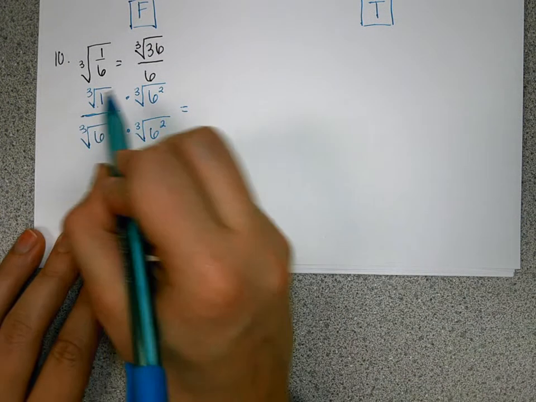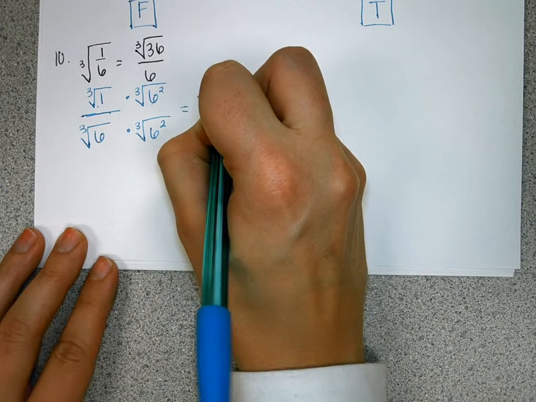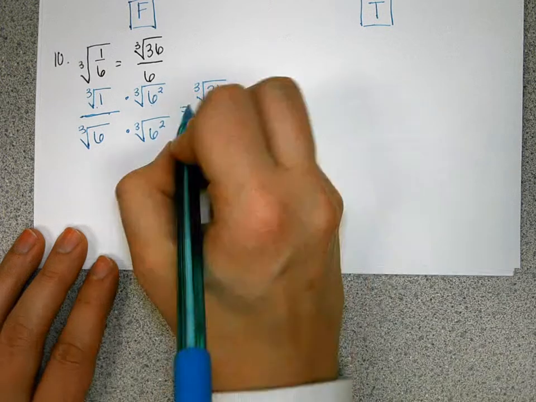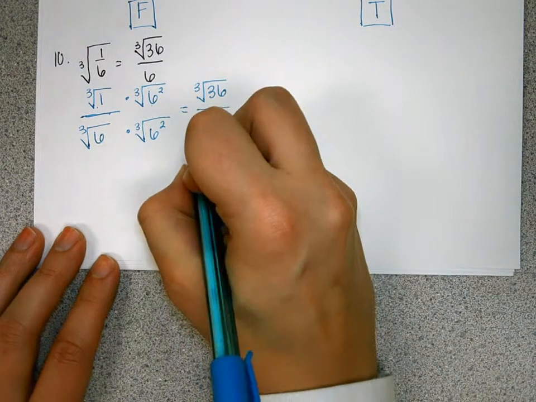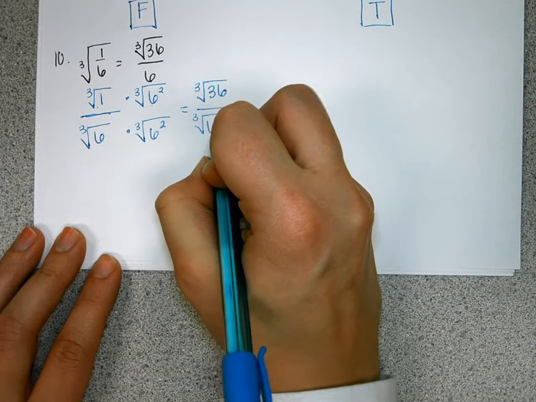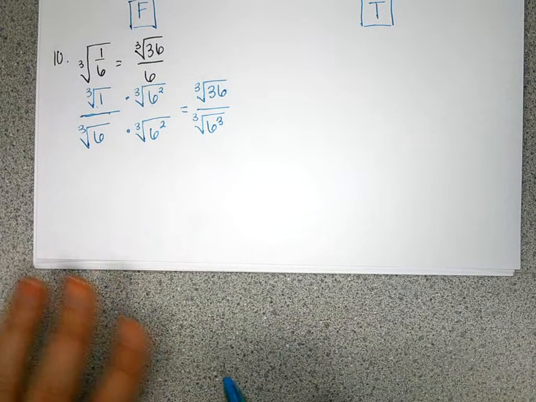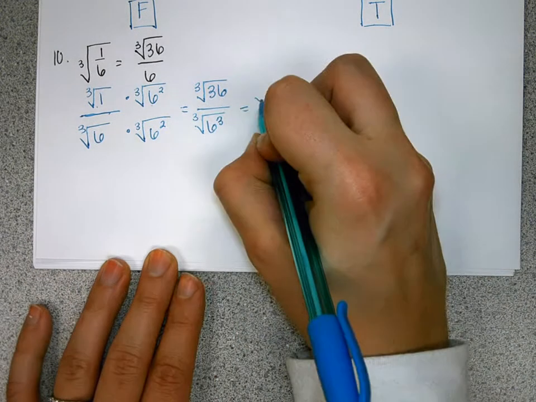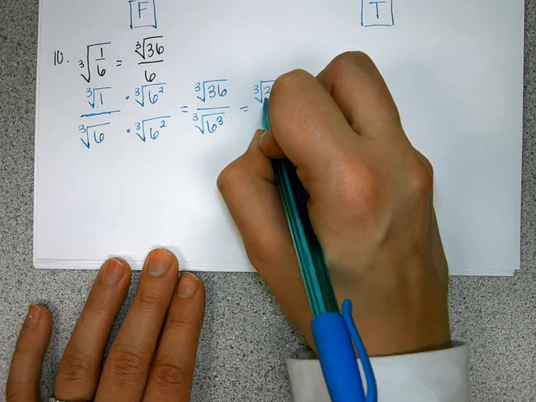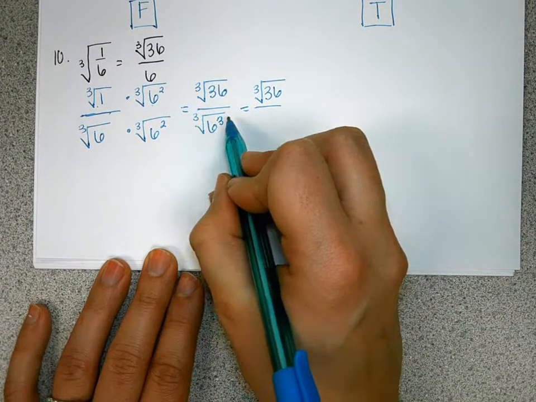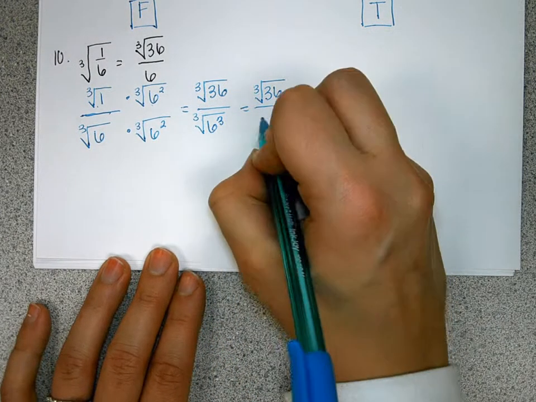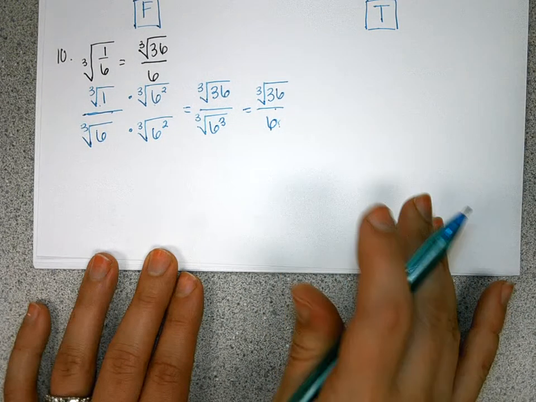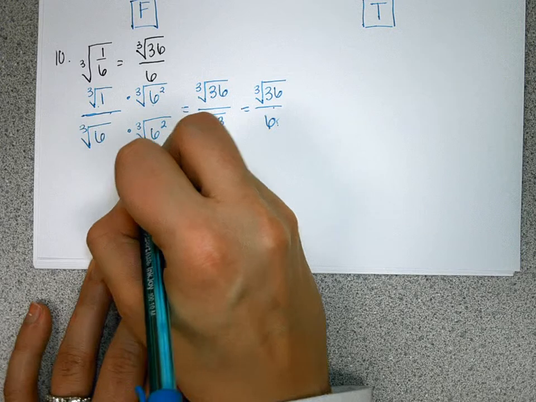The cube root of 1 times the cube root of 6 squared gives me the cube root of 6 squared, which is 36, over the cube root of 6 to the 3rd power. That's going to give me the cube root of 36 over the cube root of 6 cubed, which gives me 6. Are those the same? Yes, they are. So number 10 was true.